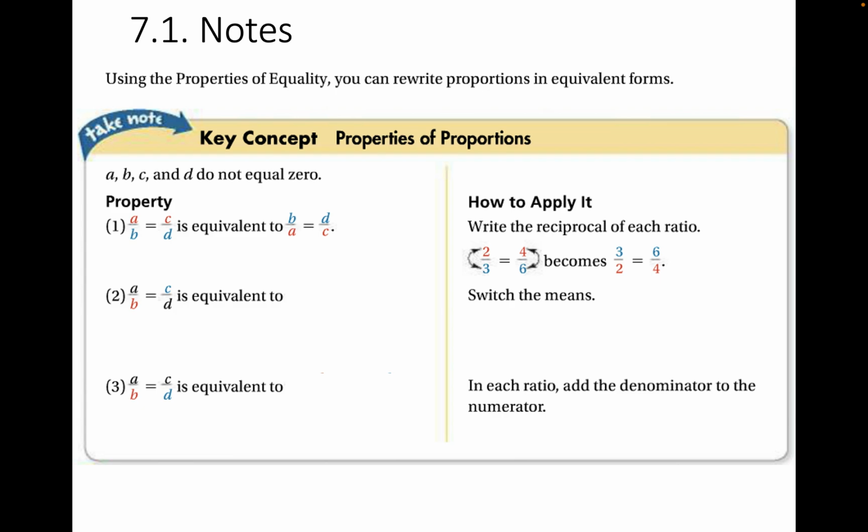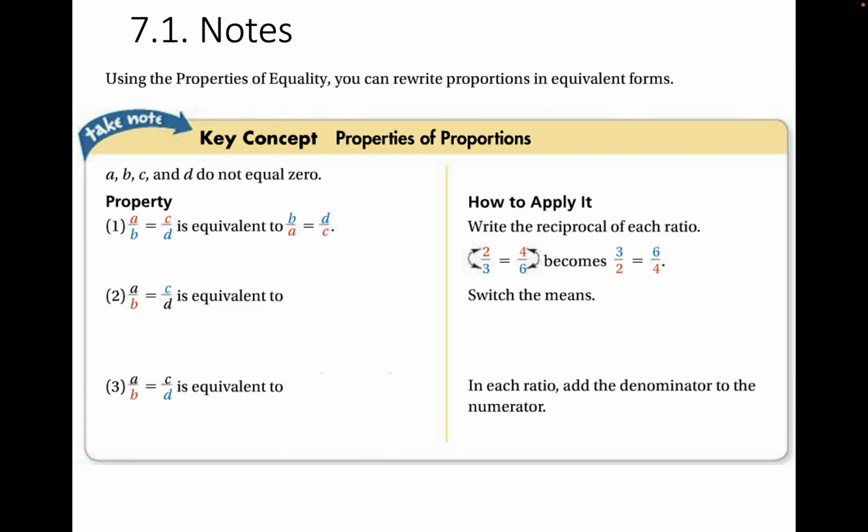If I told you that 2/3 equals 4/6, which is true, when I take the reciprocal of both, I get 3/2 equals 6/4, which is also true because I used the first property of proportions, which is that we can write the reciprocal of each ratio.